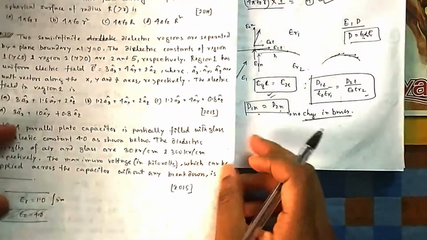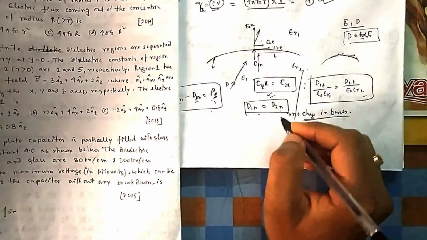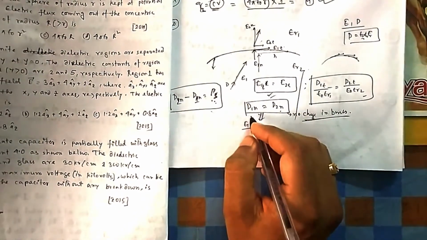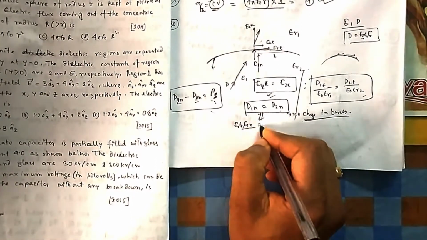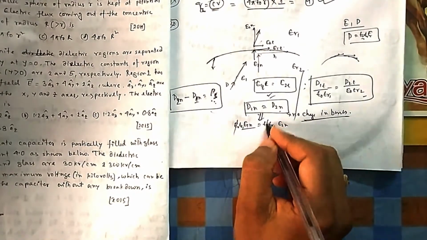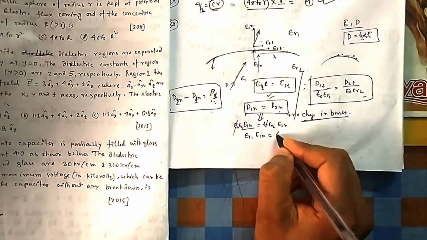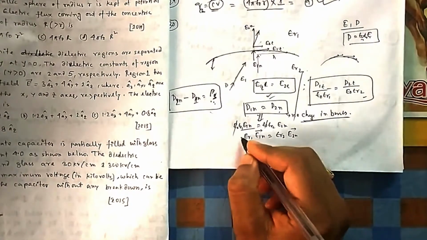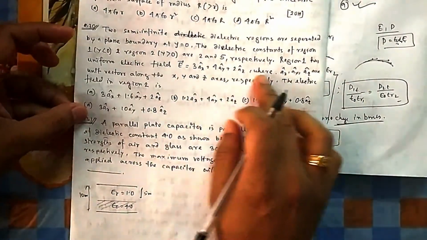You remember this one. Now you have to concentrate on E, because if these two D's are equal, then what will be E? E1 normal multiplied by epsilon naught epsilon r1 equals epsilon naught epsilon r2 times E2n. So epsilon naught is gone, and the relation is epsilon r1 into E1n equals epsilon r2 into E2n. This is the relation for the electric field.